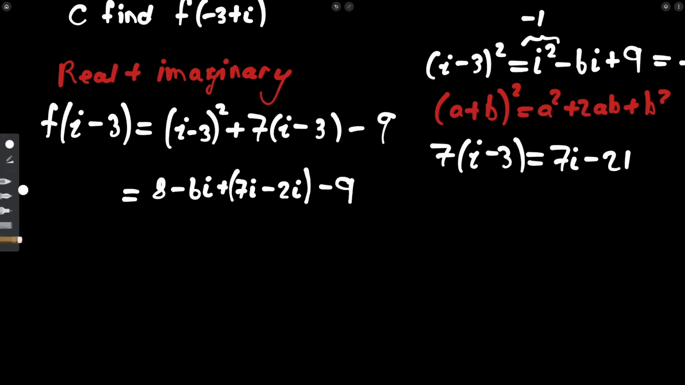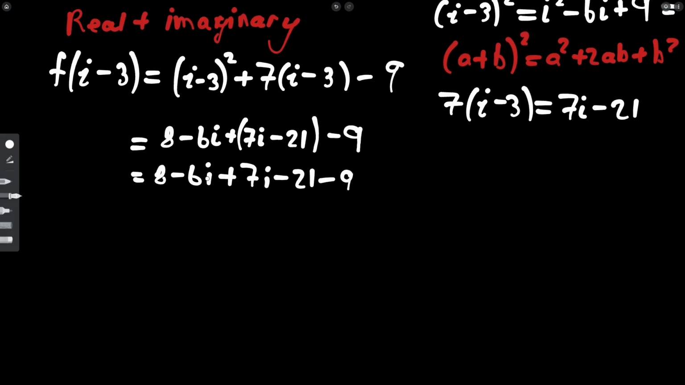Oh, why did I put i there? Should be 21. Okay, now we can start adding like terms. First, let's rewrite this to remove the parentheses. Then let's rewrite this so that all the like terms are together. That'd be -6i plus 7i plus 8 minus 21 minus 9.